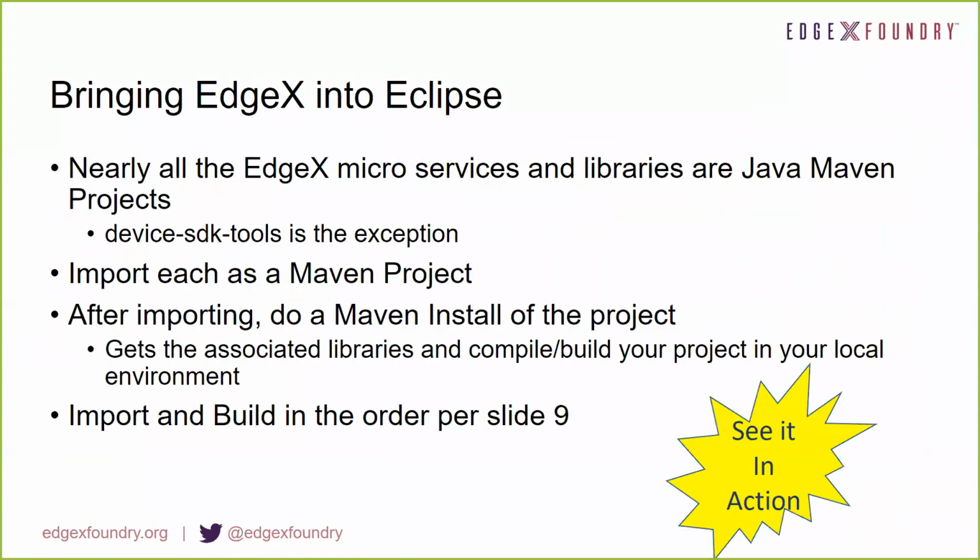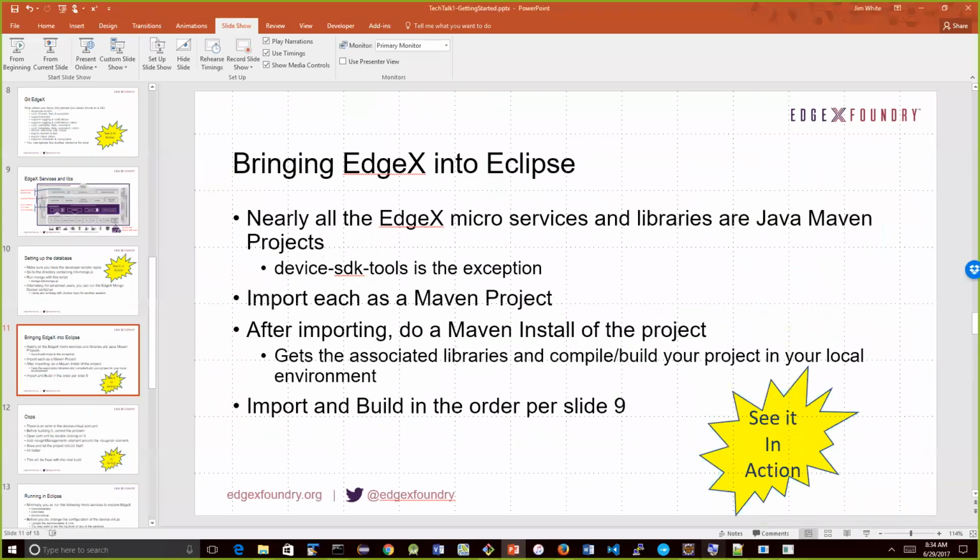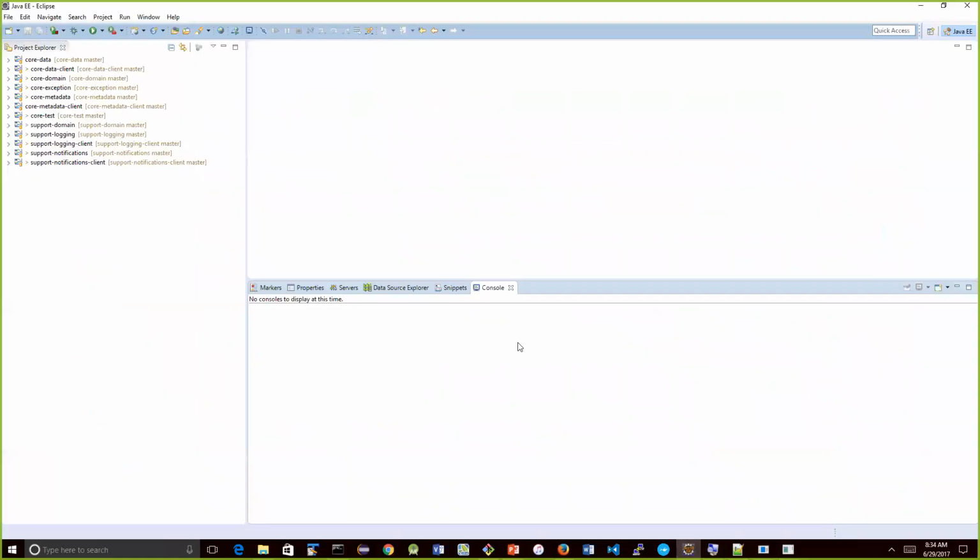So let's take a look at how that operates. Let me bring up my Eclipse environment here. And I know Eclipse is famous for tiny print, so I'm going to be zooming in to certain areas of the screen so you can get a chance to see things as they're going on. I've already taken the liberty to bring into the environment lots of the libraries and projects that are already part of EdgeX to speed things along this morning.